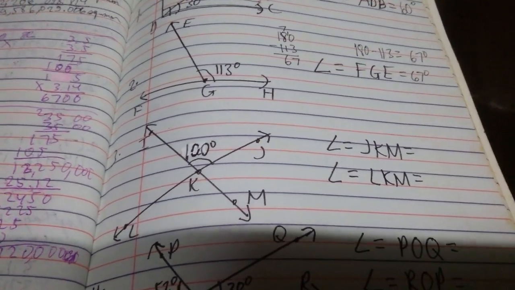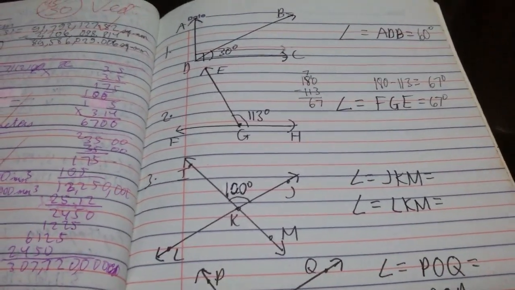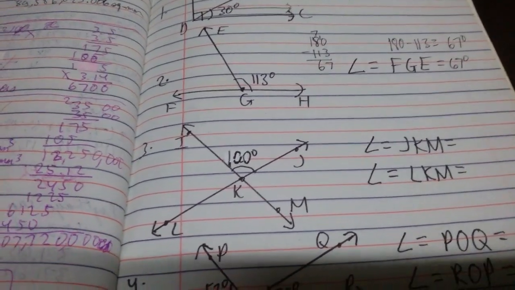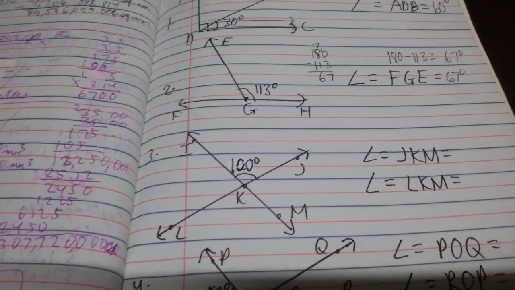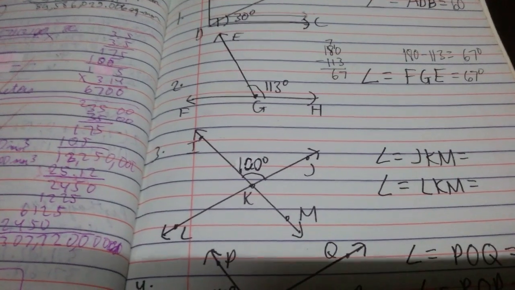All right, ladies and gentlemen, now we're back. Now, for problem number 3, look at this. Do you see the cross? You might think a cross is not an angle, but you're wrong. They're still angles. Why? Look, we have 4 angles here.